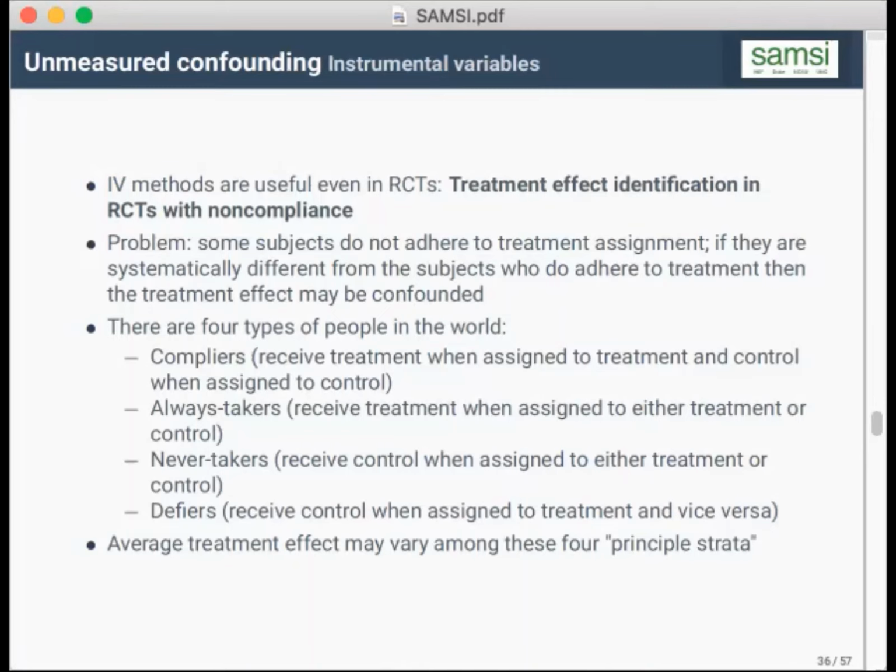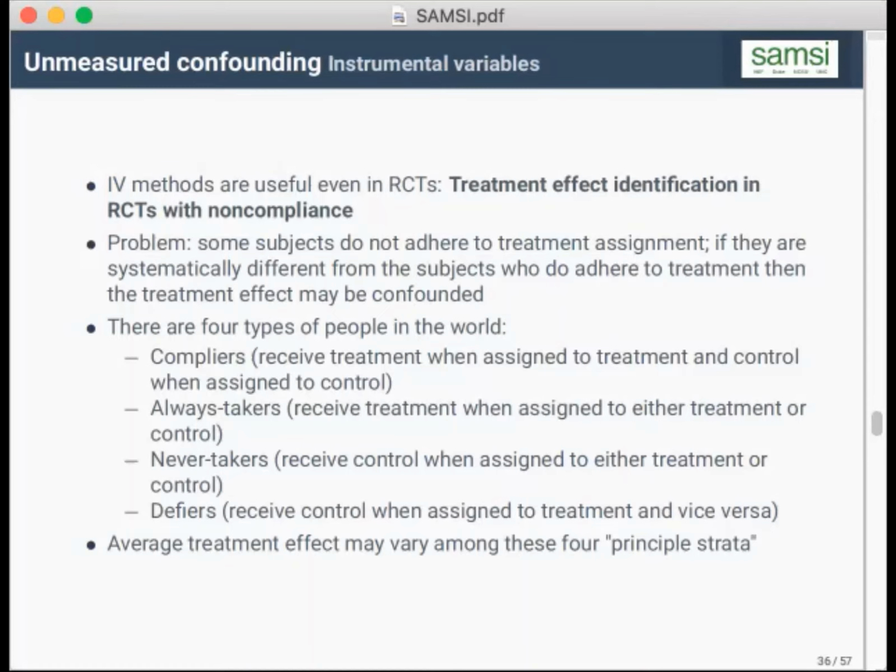And then defiers are a perverse group of people who take treatment only when they're told not to. So if Z is 0, then T is 1. And if Z is 1, then T is 0. And these groups of people are sometimes referred to as principal strata.